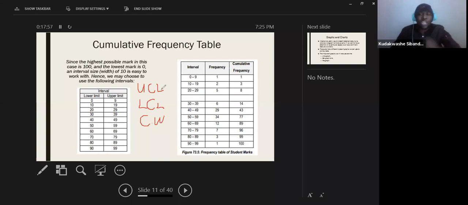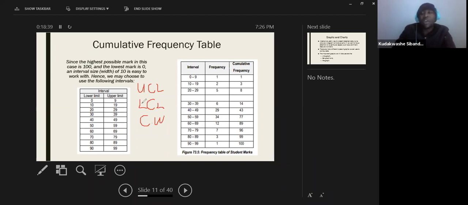So let me start with the upper class limit. Each and every class interval has an upper class limit. Let me give you an example. Let's take the first class interval, which is 0 to 9. So 9 is the upper class limit of that particular class. So 9 is the UCL. And then for the second class, you can see that the highest limit for that particular class is 19. So the highest value for that class is what is called the upper class limit.